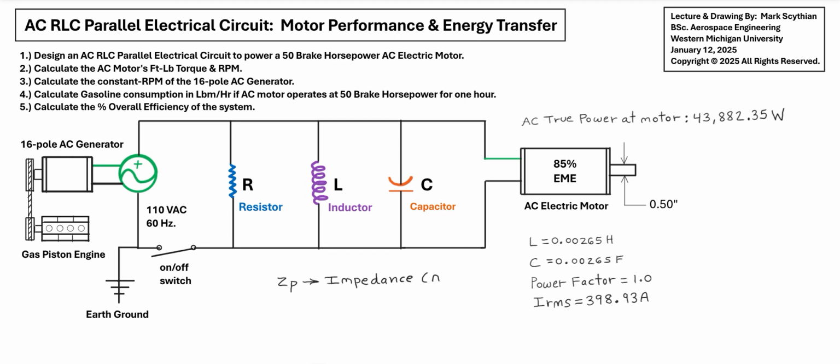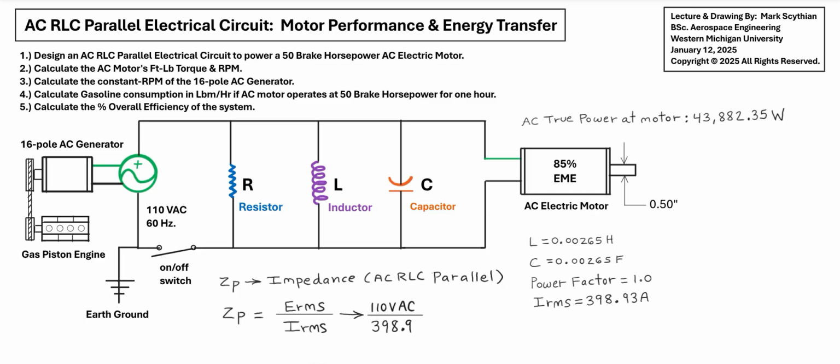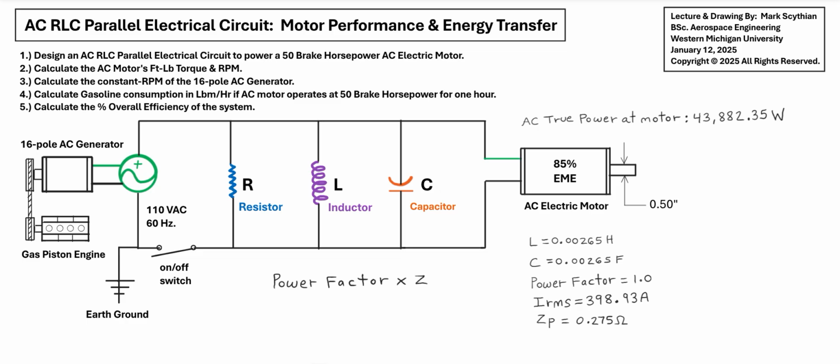Next we can solve for the parallel impedance of this given AC RLC parallel circuit. We can simply divide the RMS effective voltage total by the RMS effective current total and calculate an impedance of 0.275 ohms. So we know our power factor is 1, and now we know our impedance. Therefore, we can calculate the resistor component in the circuit, which in a resonant circuit should also equal the impedance.